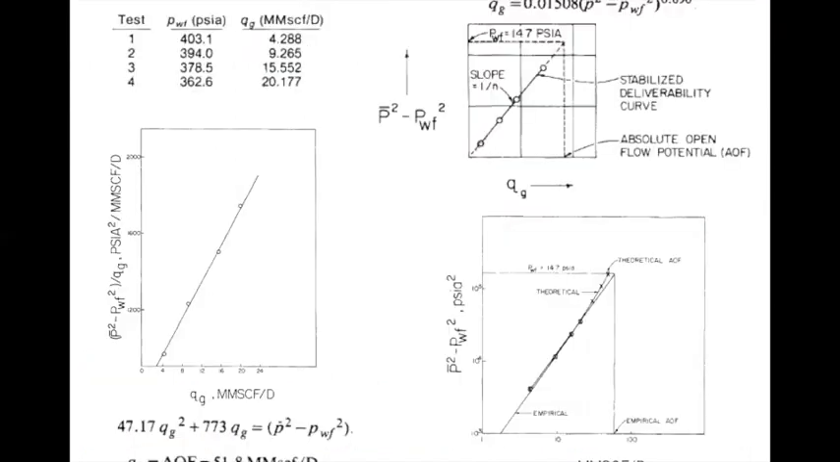Now you see that once you do the multi-rate testing, you will have a graph like this, as we have just discussed, that you have to plot P square minus PWF square. If it is a P square approach, then you have to do this plotting in log scale. And once you have a curve like this, which is a straight line, you see you have different points that you have measured from your multi-rate testing, and then the slope is giving you 1 by n. And you see that at this value of PWF, that is atmospheric, you will have the open hole potential, right? So absolute open flow potential you can get from this graph or this technique.